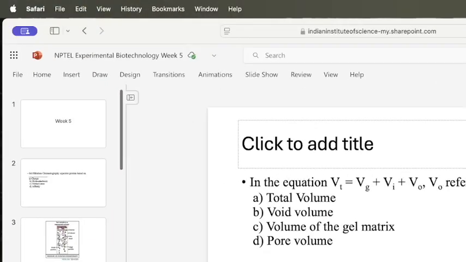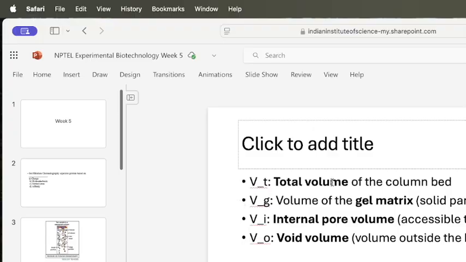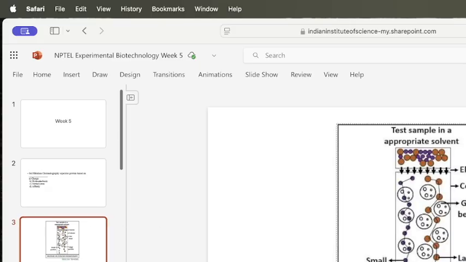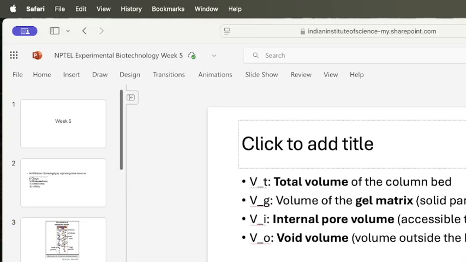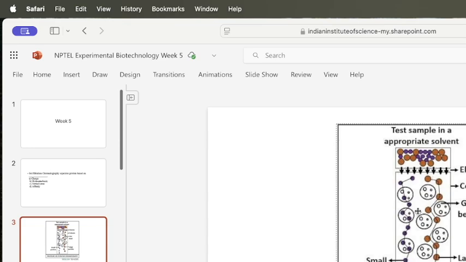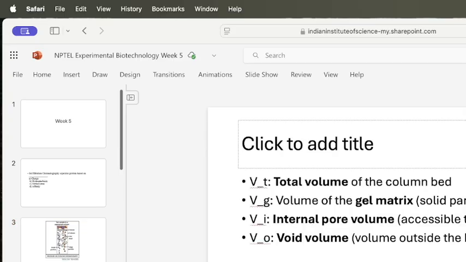So here Vt is the total volume, Vg is the volume of the gel matrix. This is, in this particular case, the bead, the volume that is occupied by the beads. Vi is the internal pore volume, so within the beads also your molecules can travel. So the volume that is within there, that is your Vi. And finally, Vo is the void volume, which is outside.